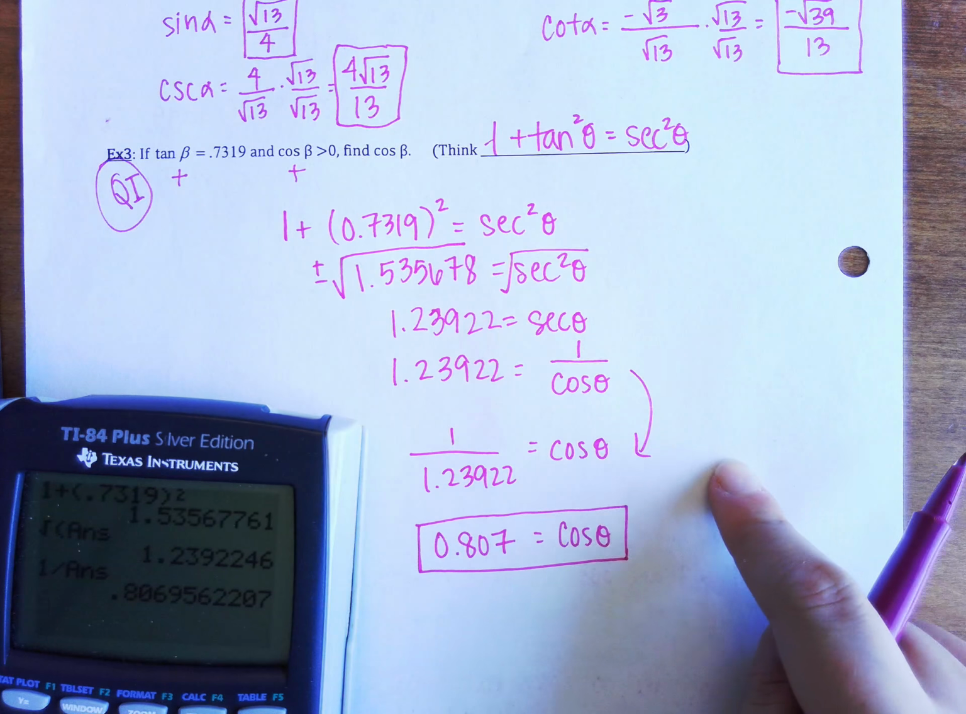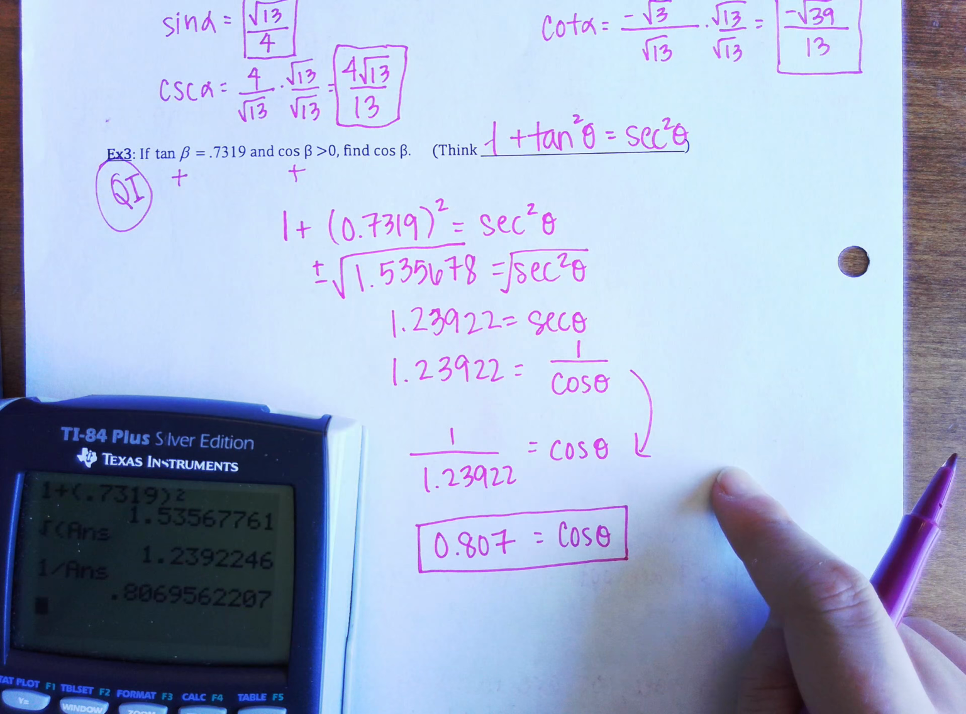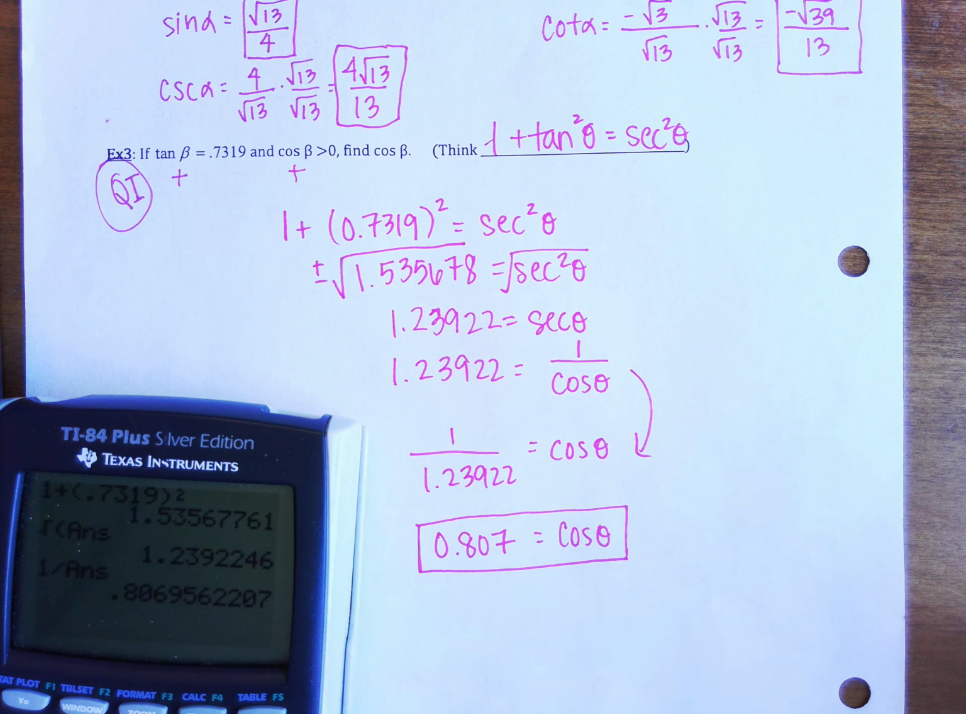So this one's a lot easier to do, I think, with the Pythagorean identities rather than doing a geometric way, because we don't really have a ratio here to apply.